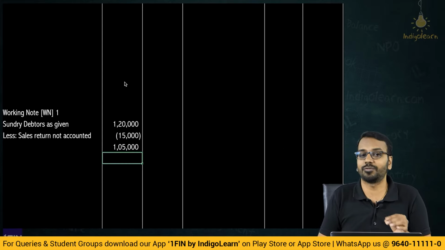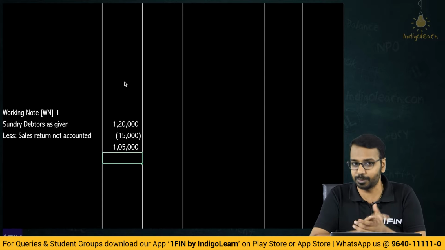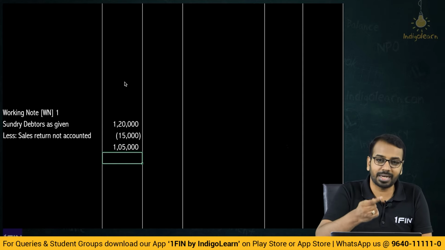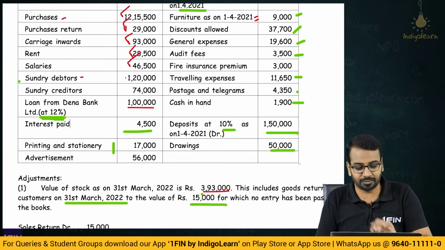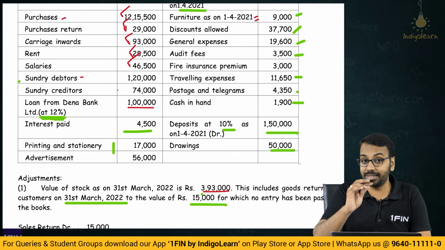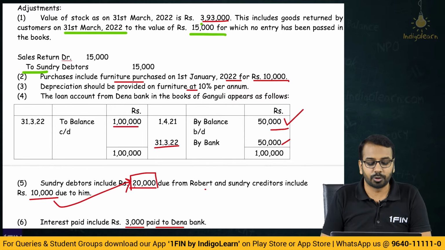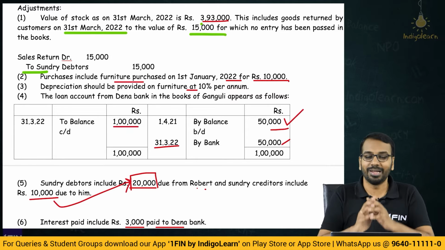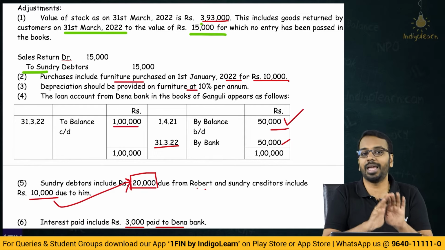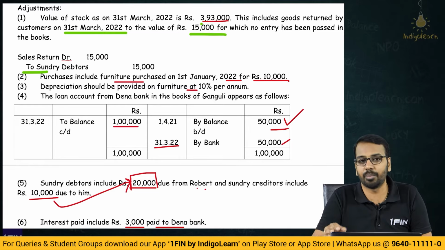Now we have to calculate provision for bad debt. On what amount should we calculate? If you remember one of the adjustments, there is a debtor creditor adjustment also. That also we need to do. So when we come to that adjustment, we will complete this particular information, right? So sundry debtors 1,20,000, we will keep it aside for now. Sundry creditors, so debtors and creditors, there is a common adjustment. So if you come down, the common adjustment: sundry debtors include 20,000 due from Robert and sundry creditors include rupees 10,000 due to him. Then what did we say? We have to receive 20,000, we have to pay 10,000. So from the payable, we will remove that 10,000 and we will remove the 10,000 from receivable. Net receivable will become 10,000.